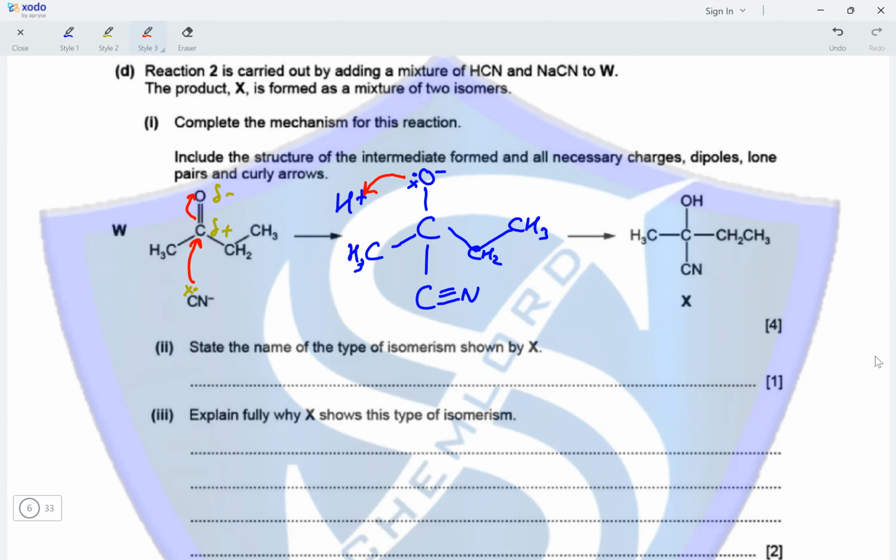And our question says that it forms two isomers, and we can see that the carbon atom to which the OH and the CN group are attached has four different groups attached to it, so making it a chiral carbon atom. State the name of the type of isomerism shown by X. So X shows optical isomerism.